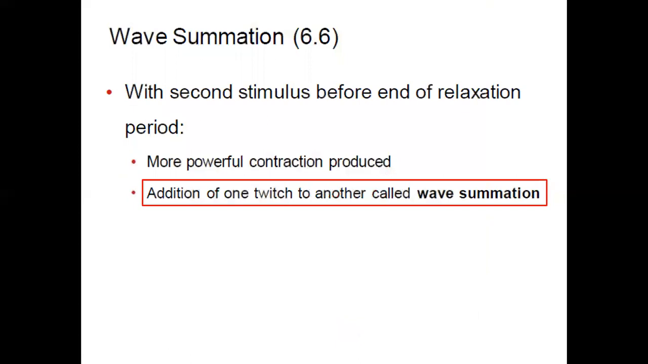With the second stimulus before the end of the relaxation period, what happens is wave summation. So as opposed to treppe, where you let the muscle completely relax and then immediately stimulate it to get a bigger, more forceful twitch, now we're not letting the muscle relax completely. So before it relaxes completely, you add another stimulus. And what occurs is basically summation. Think summing, like 1 + 1 is 2, 2 + 2 is 4, right? You're summing those values. Basically, the electrical signal and the contraction inside the cell is summing.